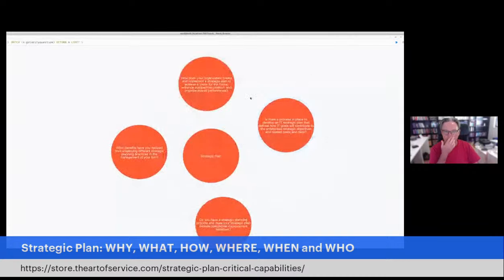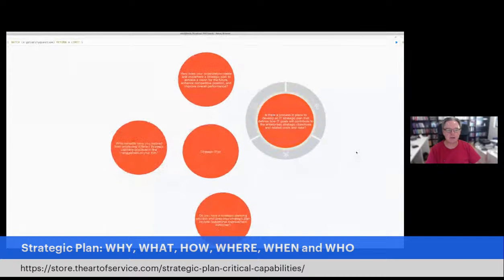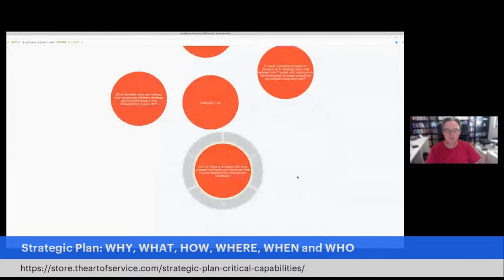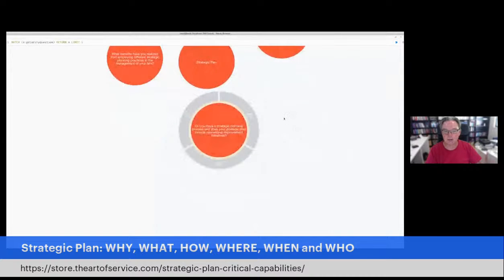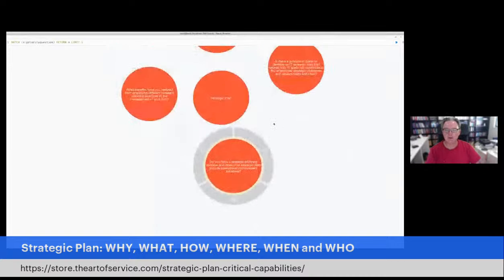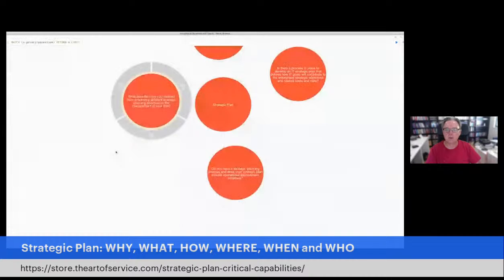4 important questions. How does your organization create and implement a strategic plan to achieve a vision for the future, enhance competitive position, and improve overall performance? And that's what we want with a strategic plan. We want it to get somewhere where we're not yet and where we want to go. Is there a process in place to develop an IT strategic plan that defines how IT goals will contribute to the enterprise's strategic objectives and related costs and risks? Do you have a strategic planning process, and does your strategic plan include operational improvement initiatives? And what benefits have you realized from employing different strategic planning practices in the management of your firm?